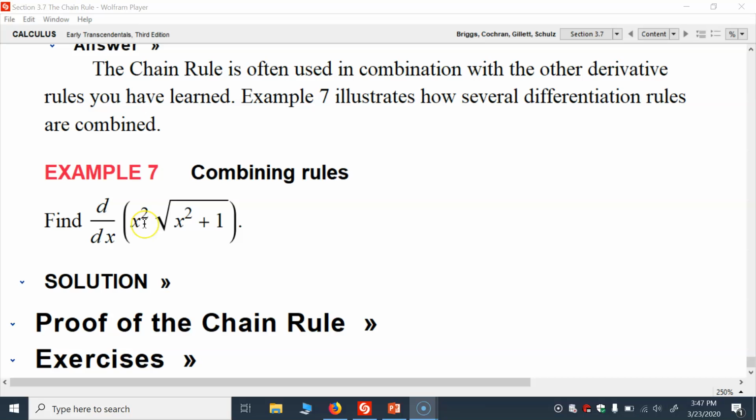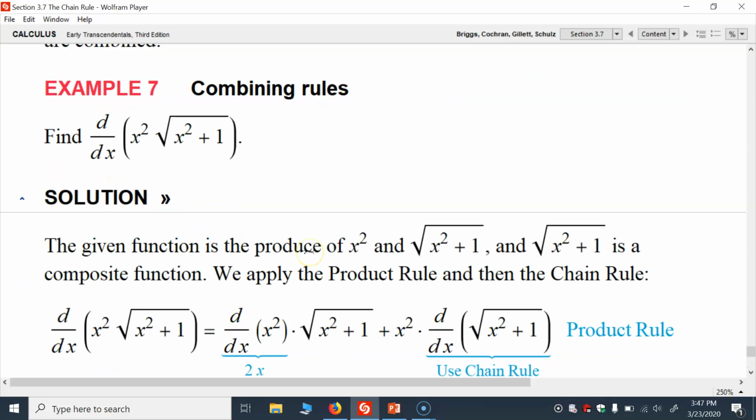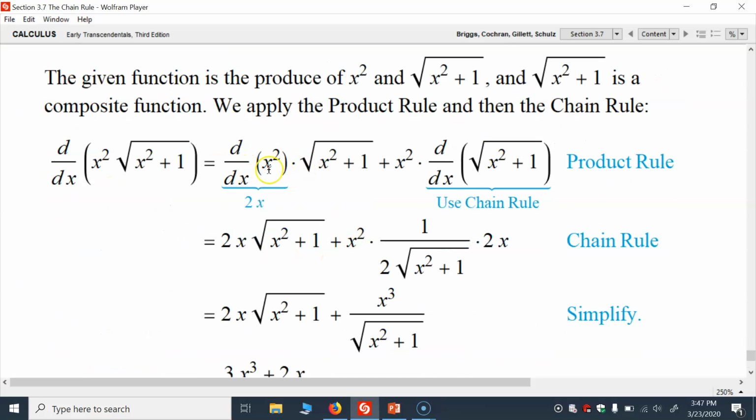So we would have to use the product rule here, right? Take the derivative of this times this, and then add, of course, this times the derivative of this function. So let me just step through the solution. All right, so the product rule: we'll take the derivative of x squared, that would be 2x, times the square root of x squared plus 1. And then we switch it up, right? Now we take the first function, x squared, and then the derivative of the square root of x squared plus 1, right? And there's that derivative there, 1 over 2 times the square root of x squared plus 1.